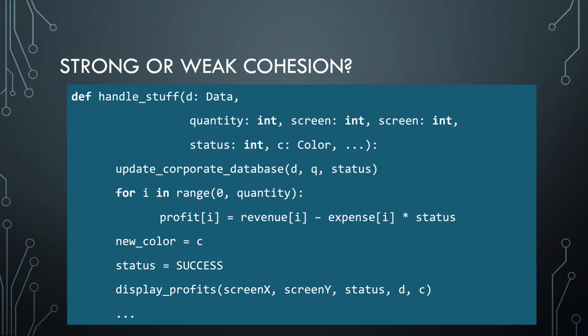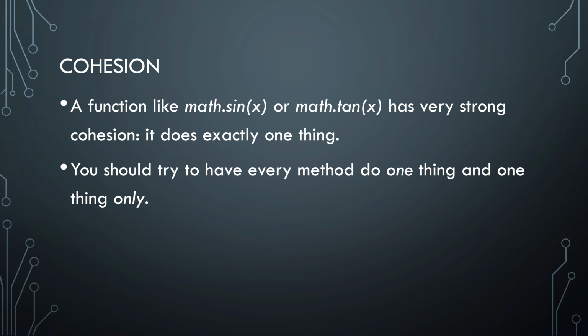Let's look at a software example. Take a look at this method. Does it have strong or weak cohesion? It has weak cohesion. This method tries to do a lot of different unrelated things. Finding examples of methods with high or strong cohesion is not that hard in Python. Take a look at the math module. The sine and cosine functions have very strong cohesion. They do one thing and one thing only.